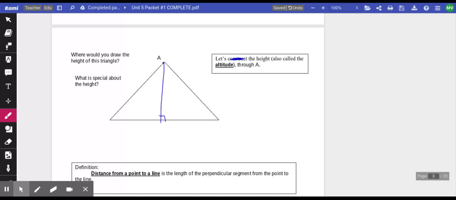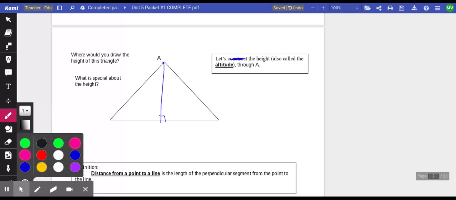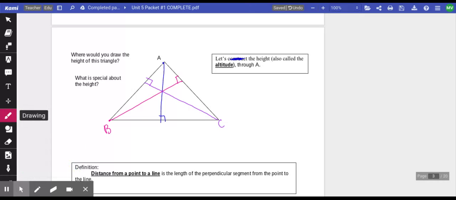Every triangle actually has 3 heights or 3 altitudes because I can draw it from any vertex. So if I was using B as the vertex, the height would be that pink line. And if I was using, let's say, C as the vertex, the height would be that purple line. Because all triangles have 3 heights.